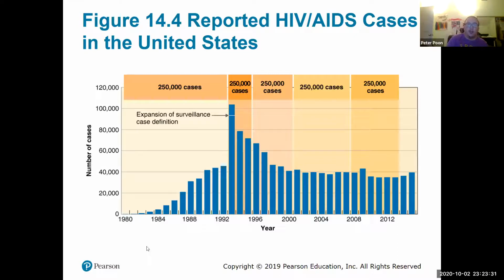So here is the number of reported HIV/AIDS cases in the United States. This is an expansion of the surveillance case definition. It is not actually more cases. It is like you changed the definition of what HIV and AIDS are, or you increased testing dramatically.